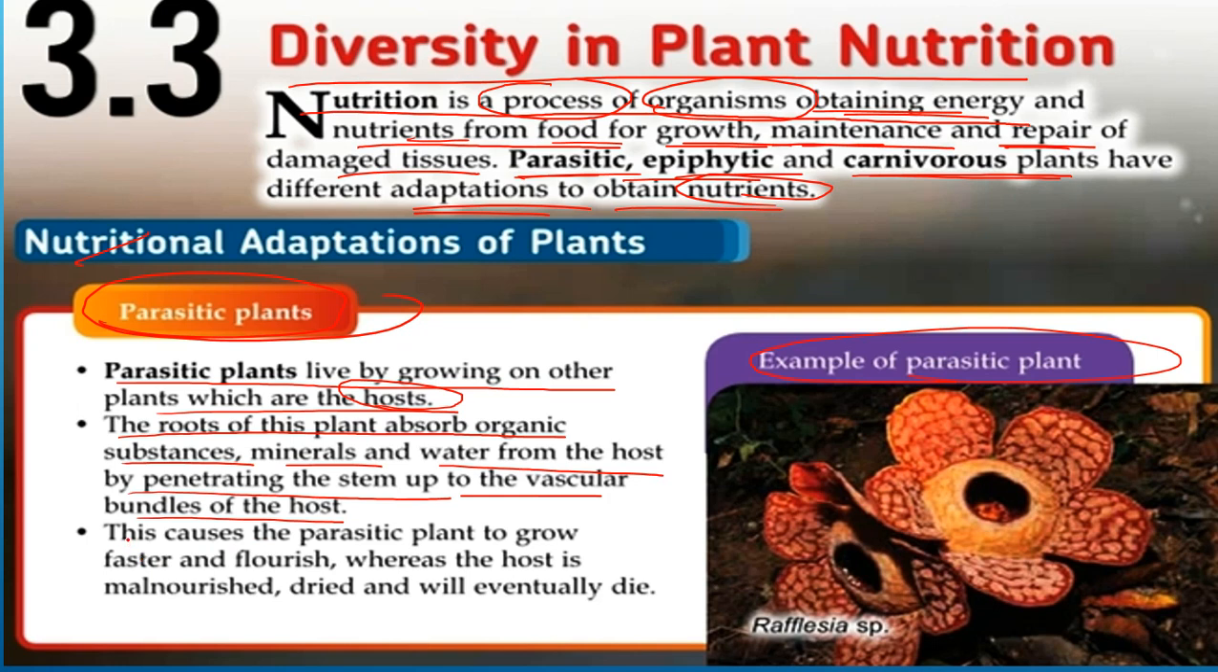Okay, so ini akan menyebabkan the parasitic plant grow faster and flourish. Maksudnya dia dapat nutrient lah, whereas the host will be malnourished, dried, and will eventually die. Okay, di sini parasitic plant ini yang dapat semua nutrien itu, manakala host dia akan malnourished, maksudnya dia akan kekurangan nutrien lah, kemudian dia kering, kemudian mati. Alright, so this is examples of parasitic plant.